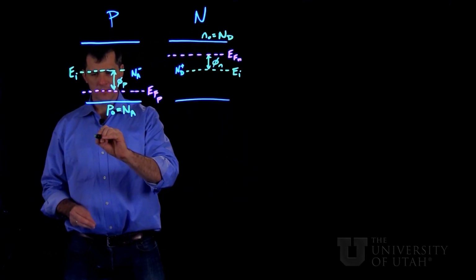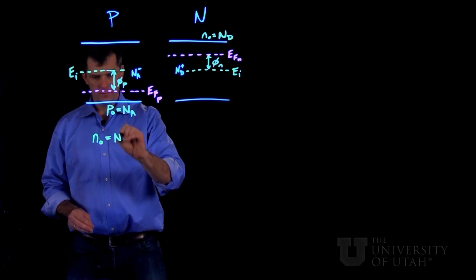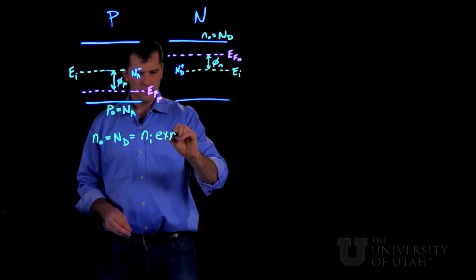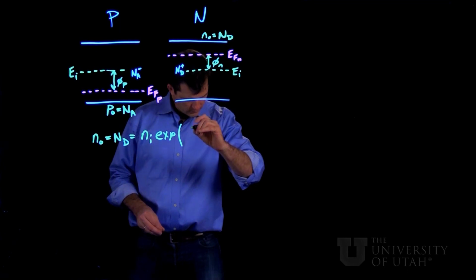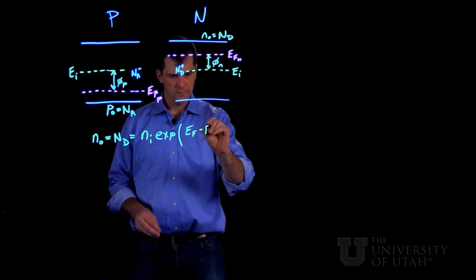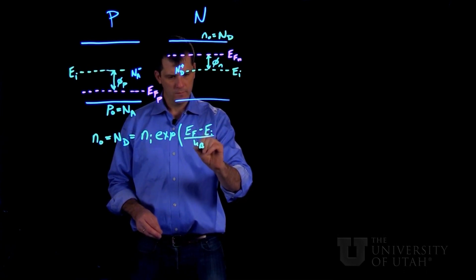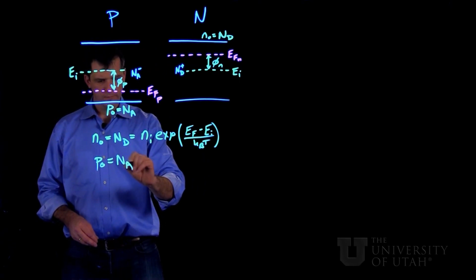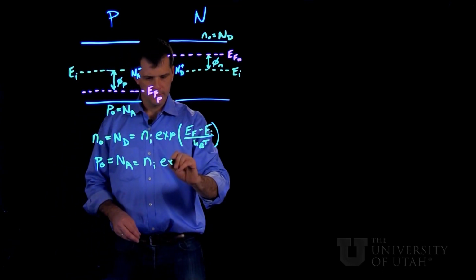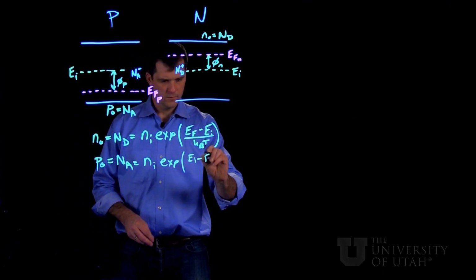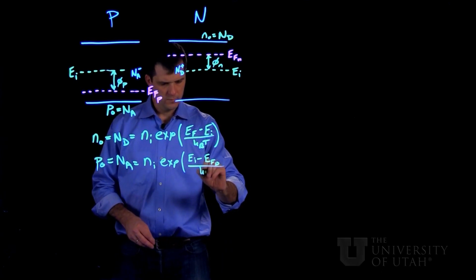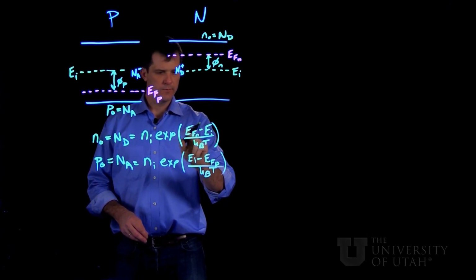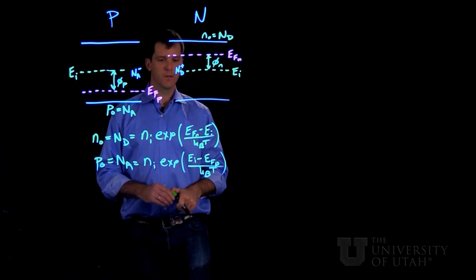So first, let's express the carrier concentrations. n naught is Nd, and this is going to have to be ni exponential to the EF minus EI over kBT, and p naught is Na, we're assuming, and this is a similar expression. Except on this side, the Fermi level on the P-type side is below EI, and on this side, the Fermi level on the N-type side is above EI.